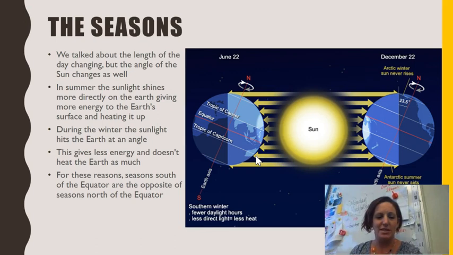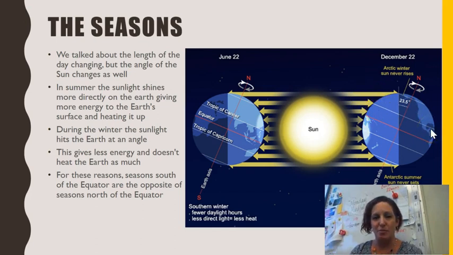So for these reasons, the way the sun hits the Earth, seasons south of the equator are opposite to north of the equator. When Australia is having its summertime, this half is pointed towards the sun. The northern hemisphere up here is pointed away from the sun, so it has its winter.